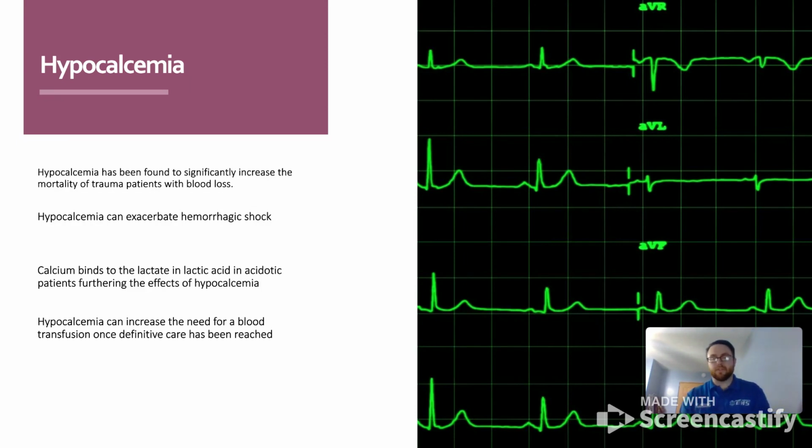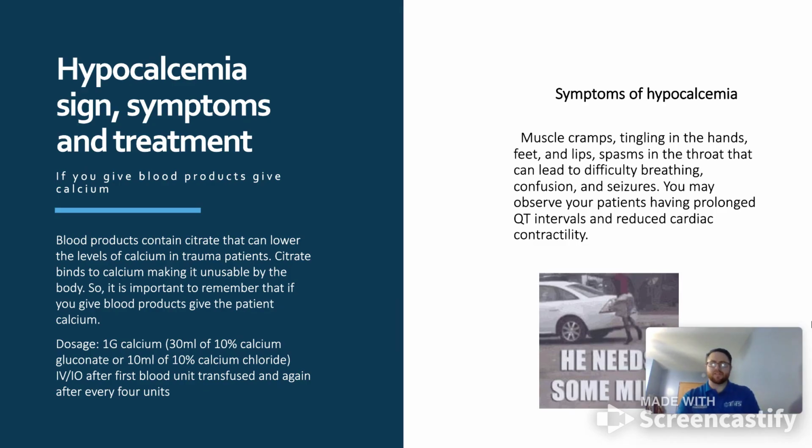Hypocalcemia can increase the need for multiple units of blood once they reach definitive care, and we want to try to avoid longer hospital stays and negative patient outcomes. Some signs and symptoms: muscle cramps, tingling in the hands, feet, and lips, spasms of the throat that could lead to difficulty breathing, confusion, and seizures. We also may observe prolonged QT intervals, so it would be wise of us that while we're doing our secondary assessments, we throw them on a 4 lead or do a 12 lead just to check all this out.